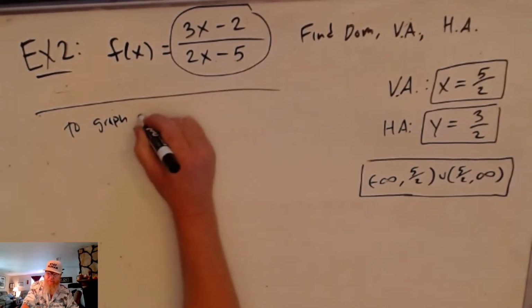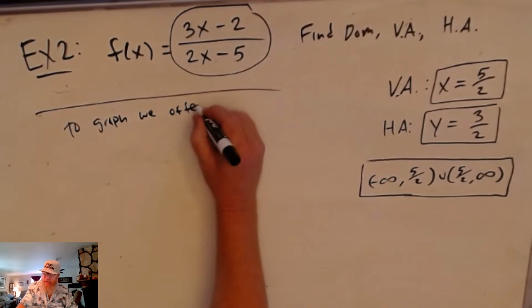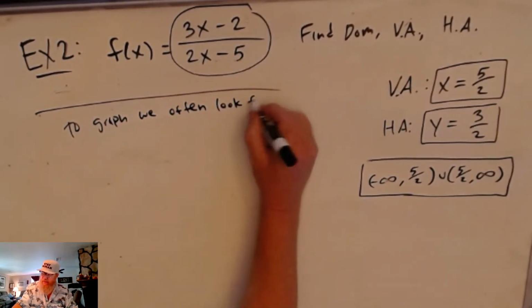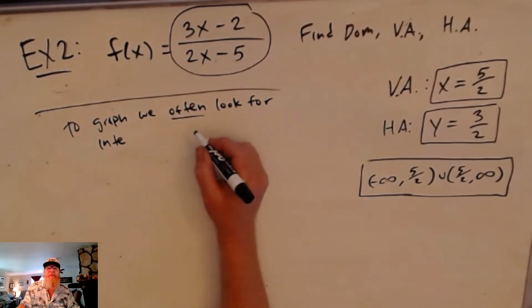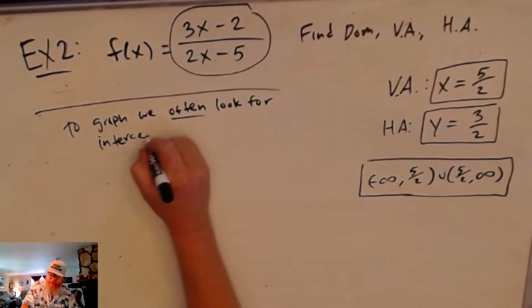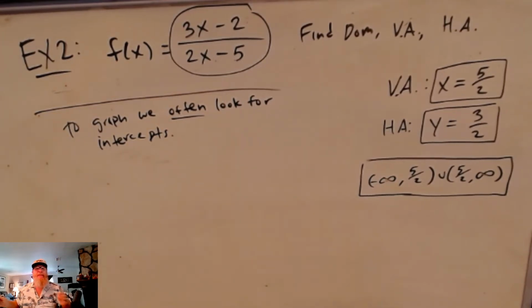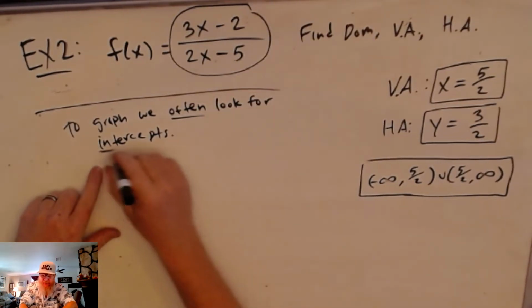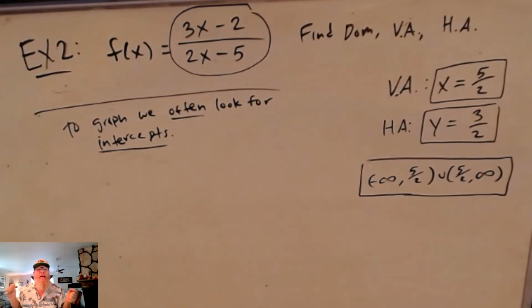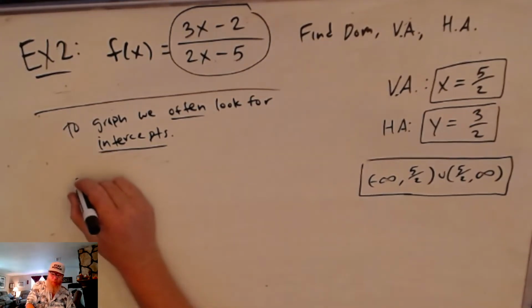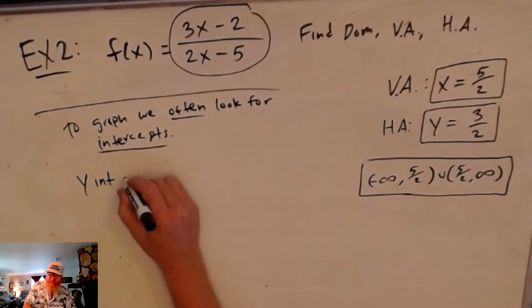To graph, we sometimes use intercepts. I didn't do that in the last one, so I'll say we often look for intercepts. In the last one, I just skipped that part and used random points. But intercepts are something that we've often done in other sections, where we plot the x and the y-intercepts on the graph.